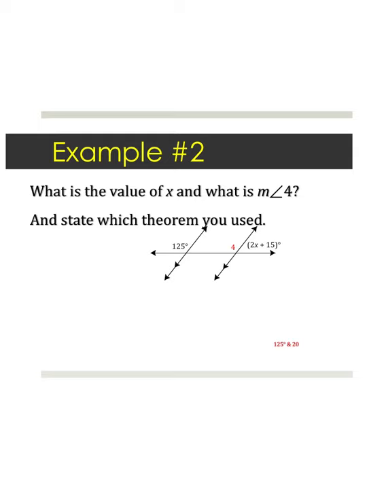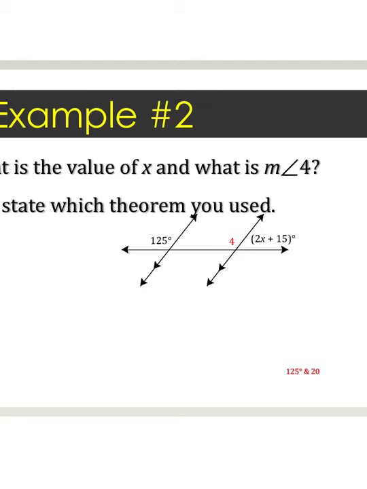All right, so let's take a look at our first example here. They want us to find x, and when we're done, they want us to find the measure of angle 4. Looking at these two angle measurements that they gave, 125 and 2x plus 15, of the angle pairs that we learned with the transversal, this really doesn't have a name. Most of the books, sometimes they'll call them consecutive exterior angles.